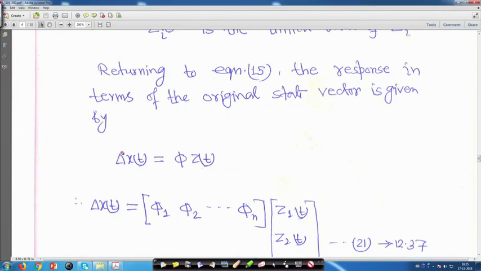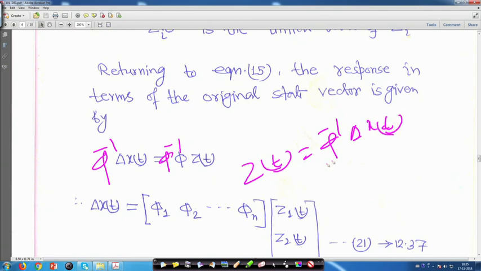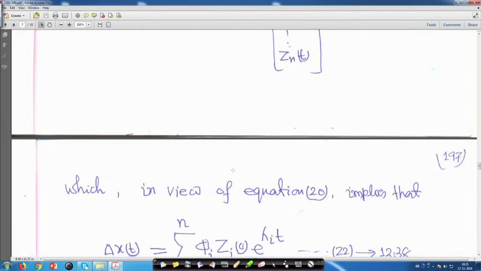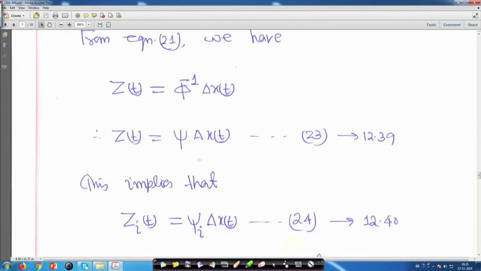If you multiply both sides of this equation by phi inverse, phi inverse times phi is the identity matrix. That means z t is equal to phi inverse delta x t, right. So that is what we are writing here: z t is equal to phi inverse delta x t.